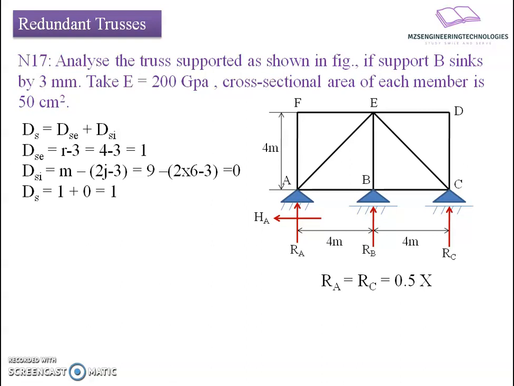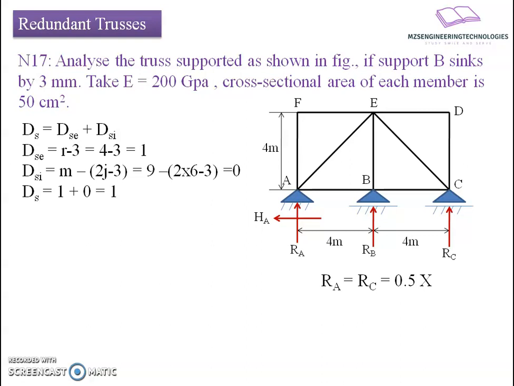Externally it is indeterminate. When we talk about the internal compatibility, we have the equation DSI equals M minus 2J minus 3. We have 9 members and 6 joints. So it comes to be 9 minus 2 into 6 minus 3.